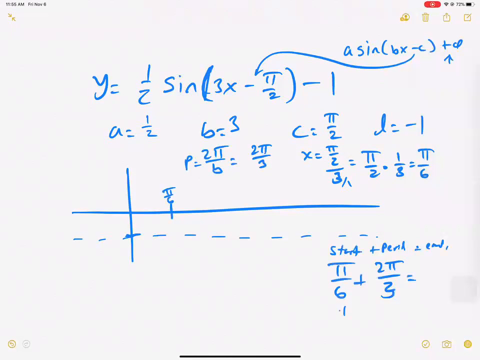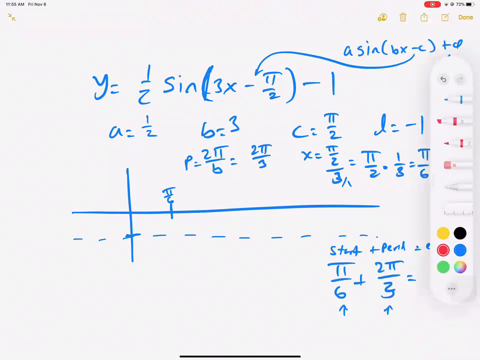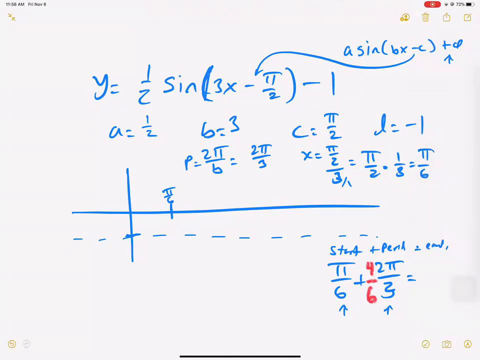Okay, fractions are not the same, so we need a common denominator. Let's change this by multiplying by 2, 4 over 6. Isn't 4 over 6 the same as 2 over 3? Yep. So we can say that's 6. So 4 plus 1 is 5 pi over 6. Let's count it. If this is 1, we can count more. 1, 2, 3, 4, 5. 5 pi over 6.